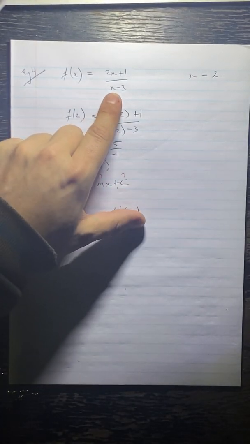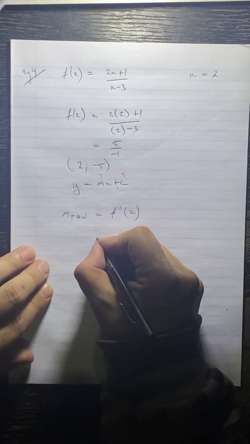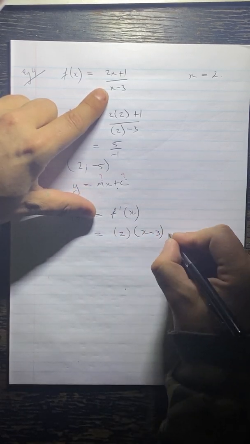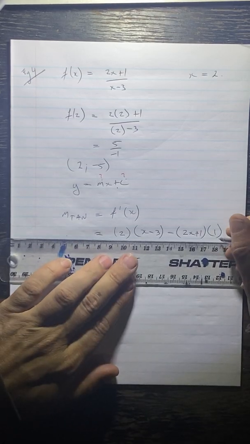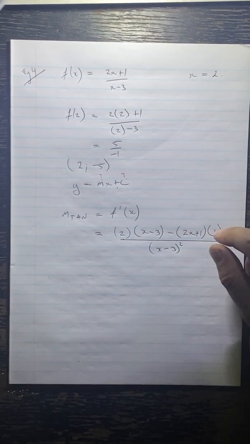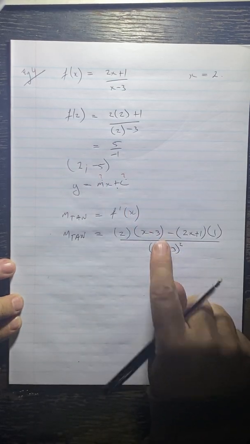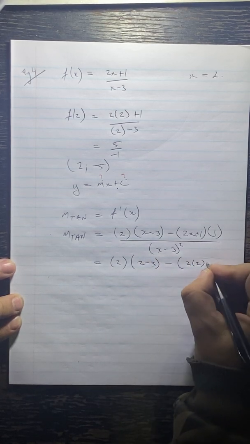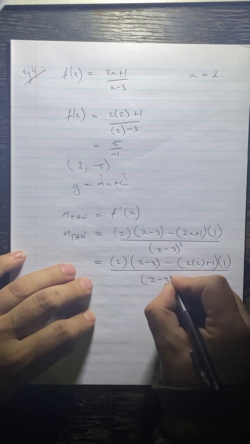Now, grade 11s, because we have two terms in the bottom, we must use the quotient rule. So this will be equal to: we differentiate the top, leave the bottom, minus, leave the top, differentiate the bottom, all over the denominator squared. I'm not too interested in simplifying this. All I'm going to do is substitute x being 2 into this, and this will give us the gradient. So we get 2 times 2 minus 3 minus 2 times 2 plus 1 times 1, all over 2 minus 3 squared.